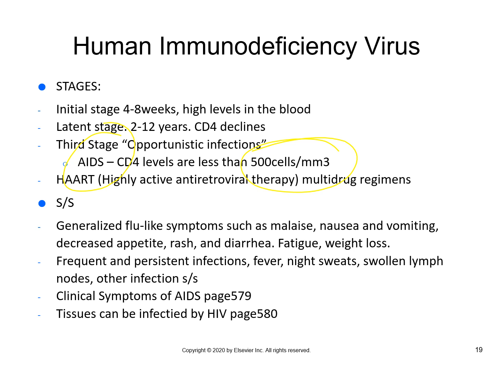There will be generalized flu-like symptoms such as malaise, nausea and vomiting. There will be decreased appetite, rash and diarrhea, fatigue, and weight loss. Then there will be frequent and persistent infections because the immune system is being affected. So if your immune system is low, then you will have persistent infections. Fever, night sweats, swollen lymph nodes, and other signs and symptoms of infections.